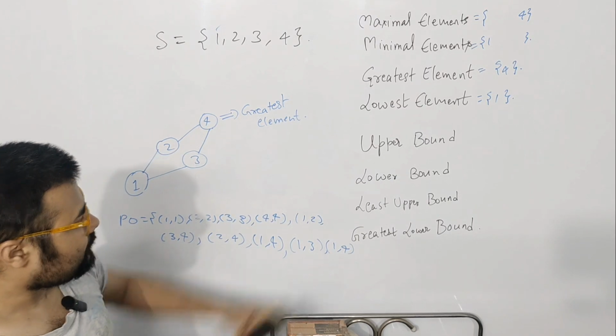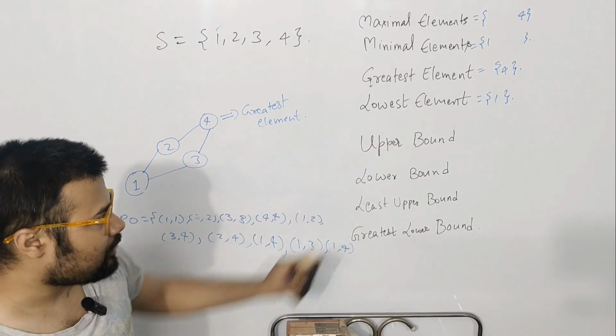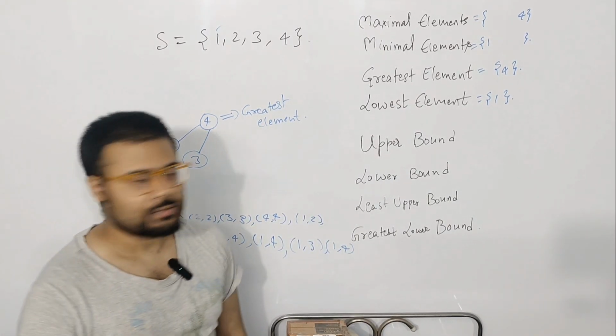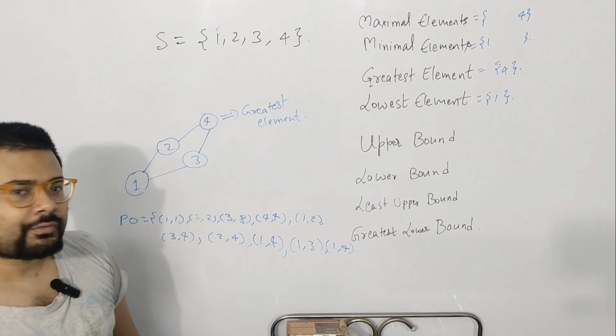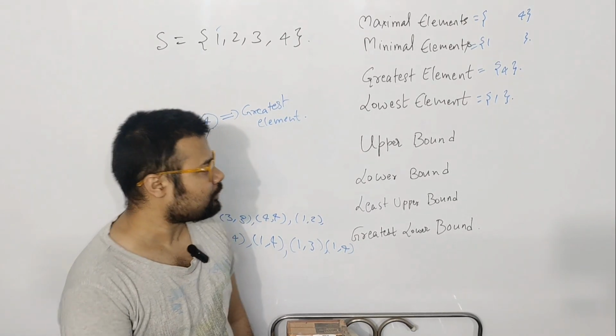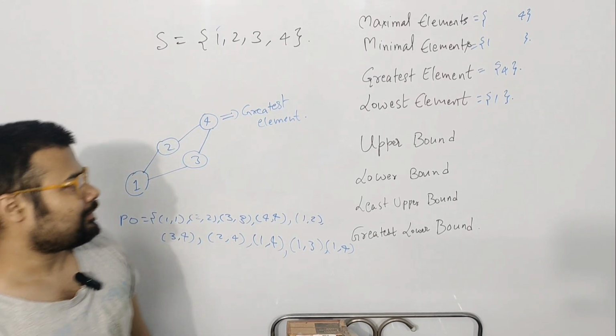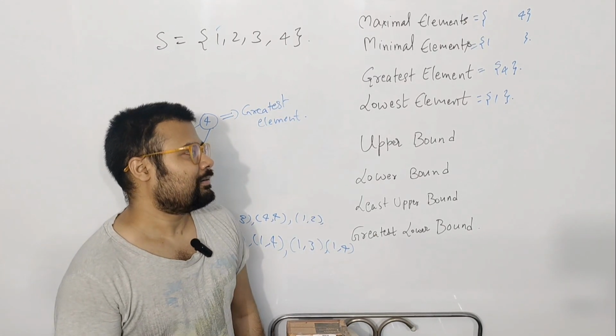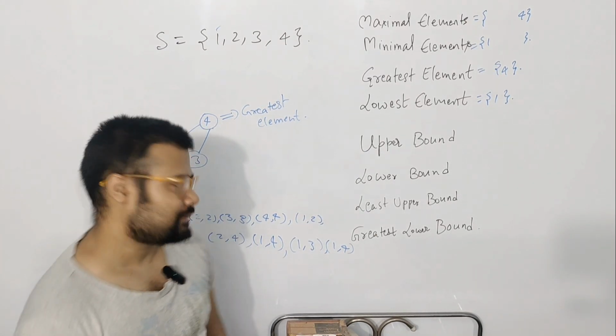About the rest of the stuff like upper bound, lower bound, least upper bound, and greatest lower bound, you already know that. But I will make another video on that also. I wanted to cover it in this video only, but I am tired. Thank you very much.